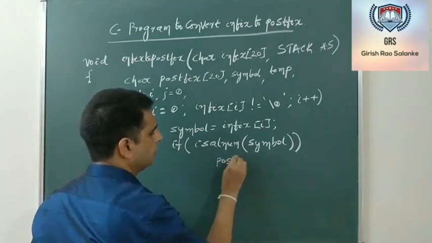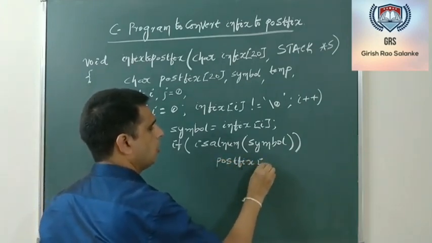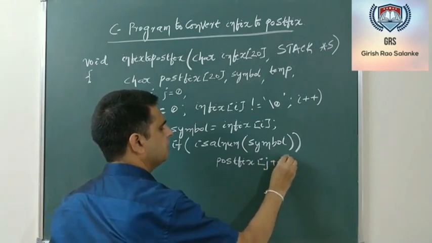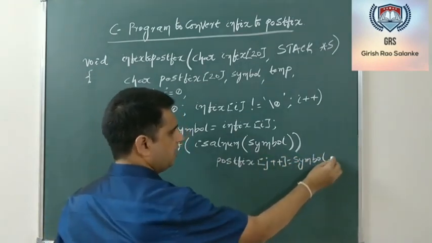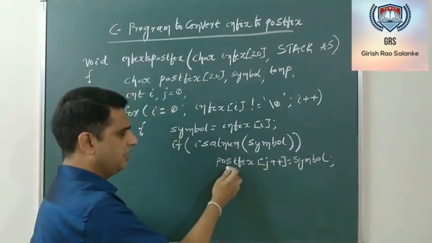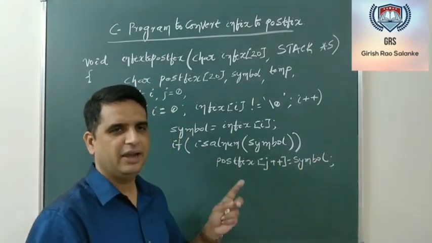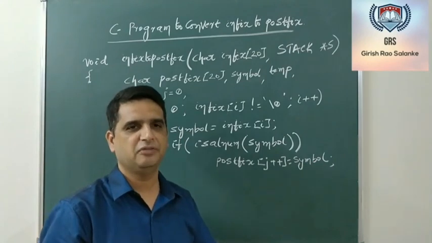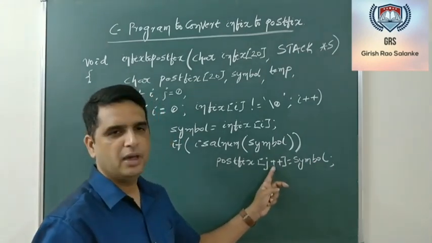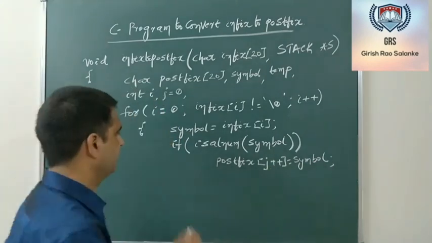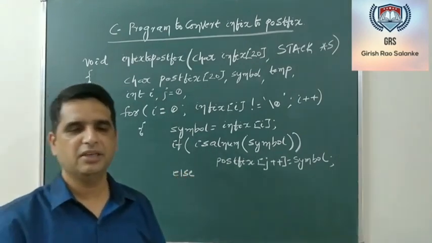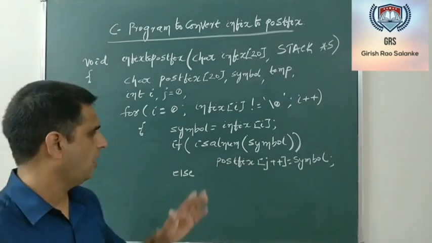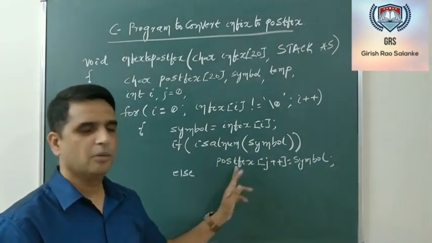So postfix of j++ is equal to symbol. Place the operand on the postfix expression. As the postfix is a string, I need to update the index of the string, hence I am doing a post increment. Else, in the sense it implies if the scan symbol is an operand, then I am placing it on the postfix expression.